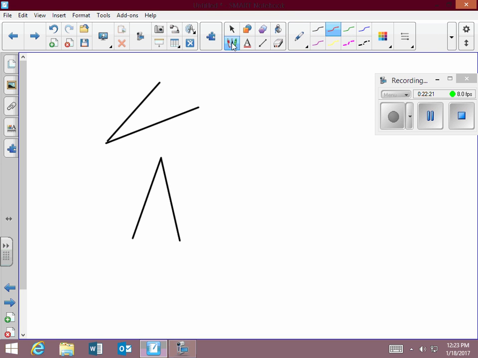And you see, if I did something like this, that would indicate the measure of those two are the same. And then if I designated this as L and this as M, then the measure of L equals the measure of M, and therefore the angle L is congruent to the angle M.